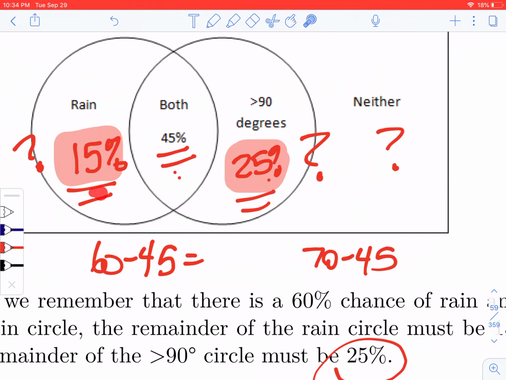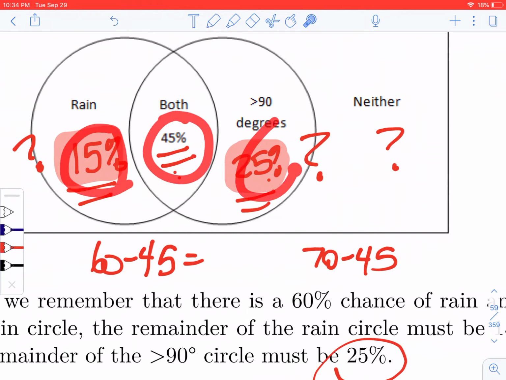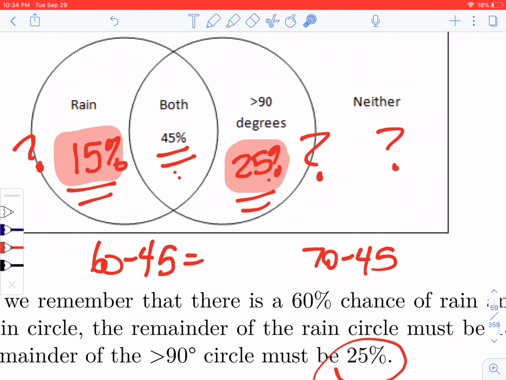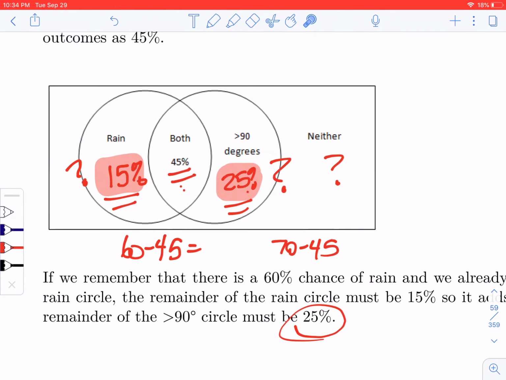Now, how much is left over for the neither region? Well, all these should add up to 100%. So let's take 15 plus 45 plus 25. And I add those up. Here I go. Look at that good math I'm doing.